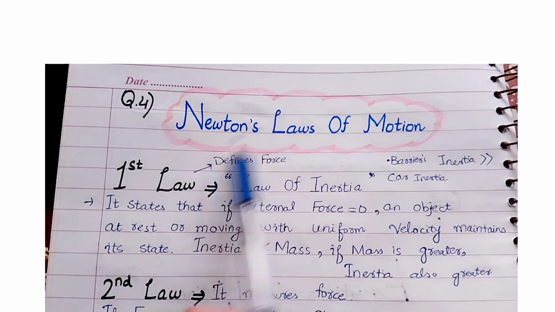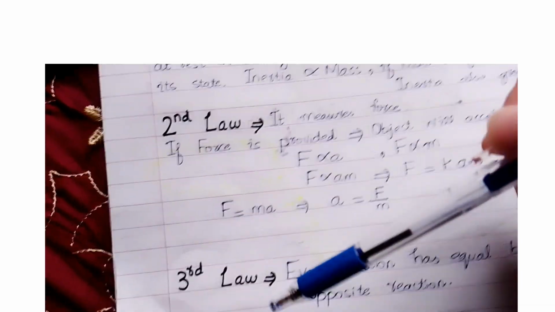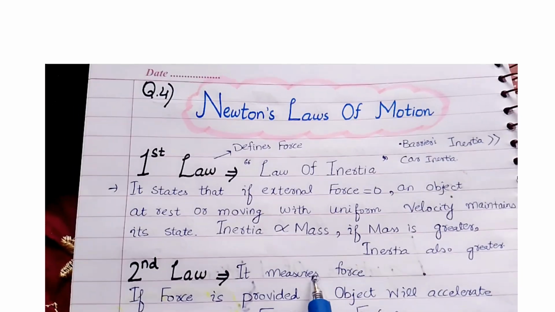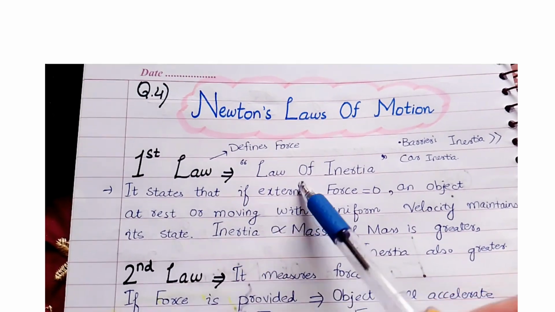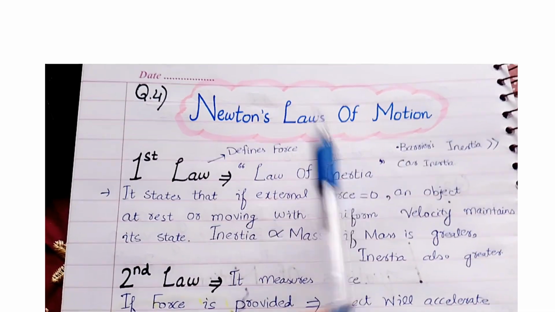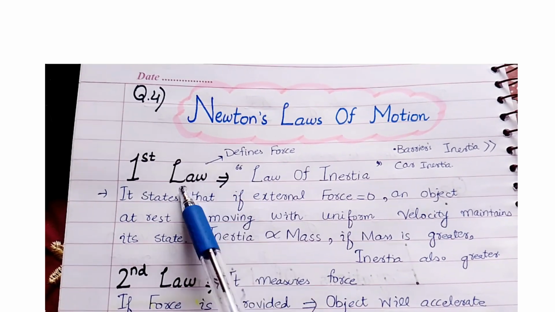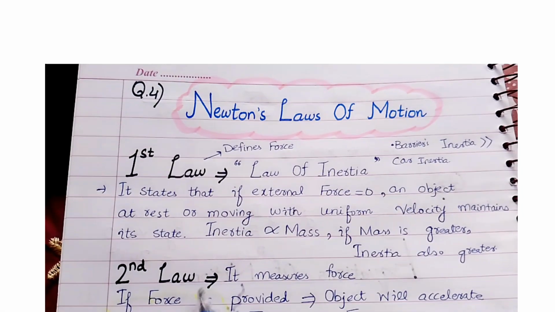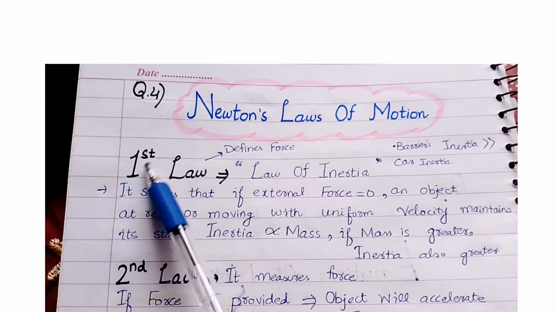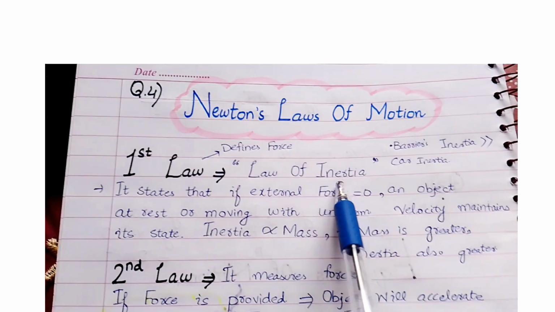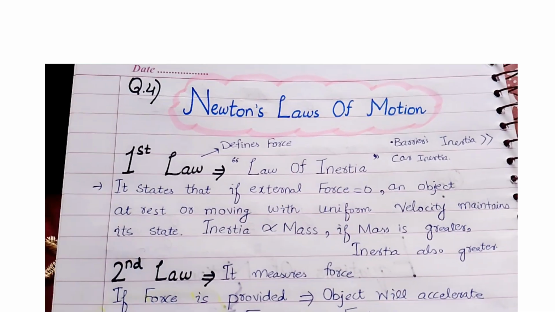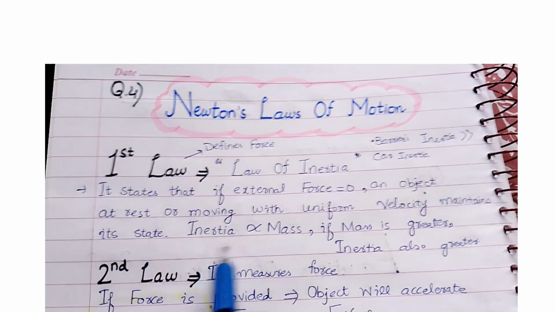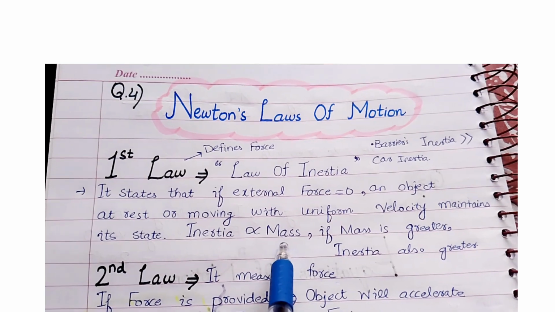Newton's laws of motion are three: first law, second law, and third law. Always remember that the first law defines force, and the second law measures force. So if the question is which law of motion defines force, we will mark it as the first law. And which Newton's law of motion measures force? Then it is the second law. The first law is also called the law of inertia, and inertia is actually the measure of mass. So inertia is directly proportional to mass. If any object has greater mass, it will have greater inertia.